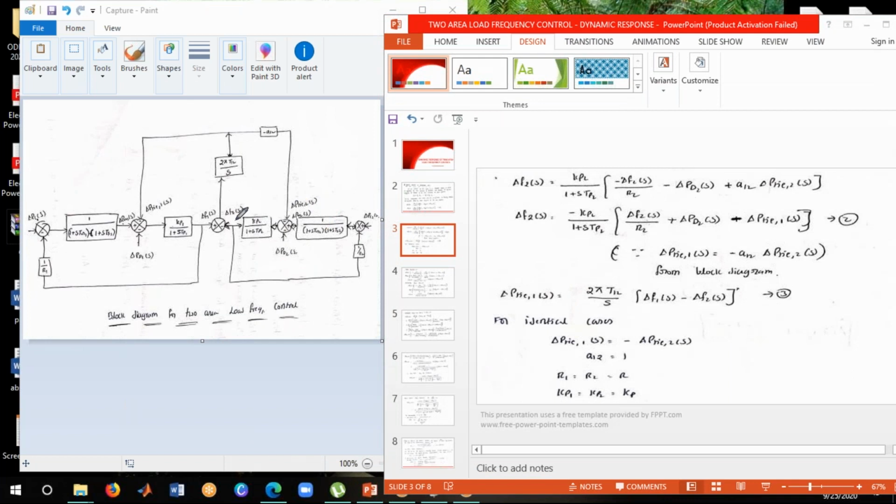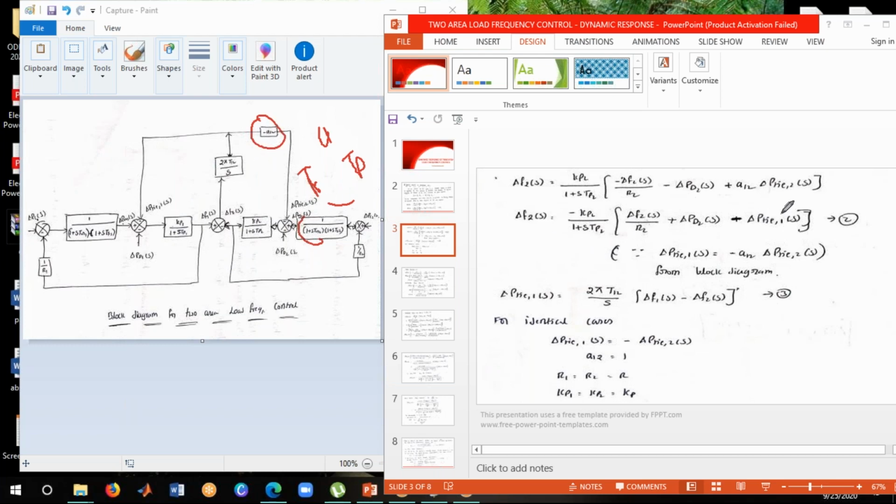See here, delta f2 of s equals kp2 divided by 1 plus s tp2, and this transfer function becomes 1 because tt and tg values are 0. So finally we will have that 1, multiplied with 1, and you will get the same value, kp2 divided by 1 plus s tp2 into, here minus delta f2 of s comes as feedback to this element, multiplied with 1 by r2, so you get minus delta f2 of s divided by r2, and here minus delta pd2 and the remaining. Here minus into minus is plus, a12 into delta pti2. So here a12 is added with this one. We already know that a12 is the tie-line factor. It decides what condition is necessary when we are adding two different power stations; that is decided by this value, the tie-line factor.